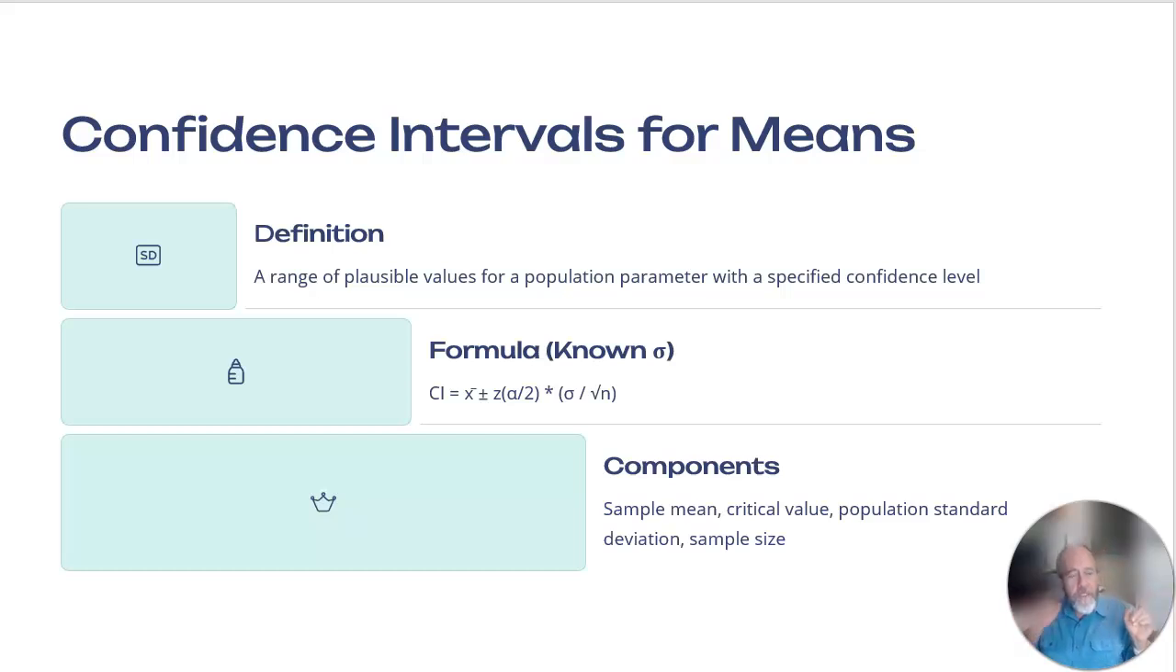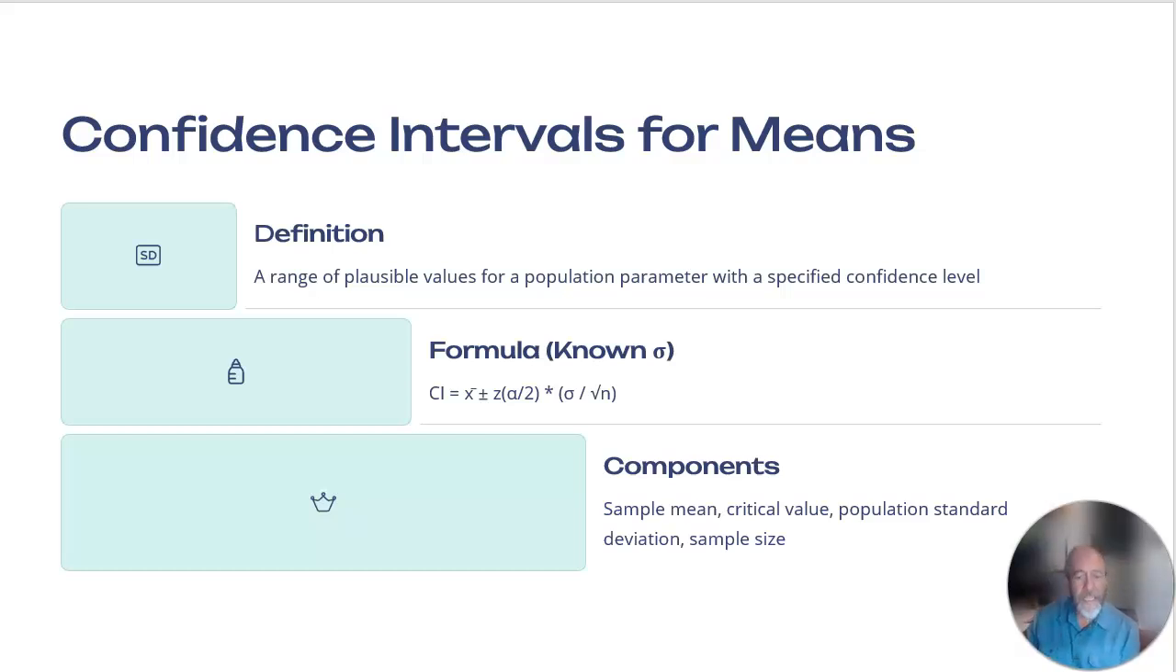And a confidence interval is saying, hey, and you're probably familiar with confidence intervals. It's that range of plausible values, and I'm going to use that term plausible, for a population parameter, and you specify the interval. Okay, and the confidence level is very commonly like 95%. I'm 95% sure that it fits inside of these values. The components that go with this are sample mean, critical value, population standard deviation, and sample size.